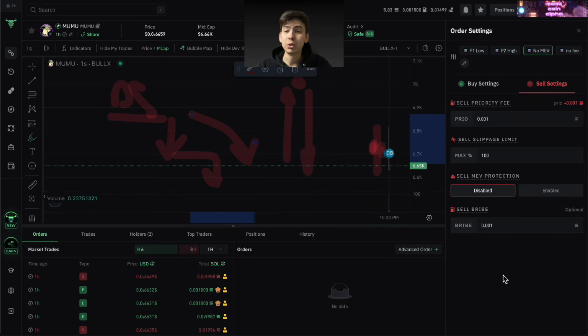So these are the fees that I would be using if I had a very low amount of Solana in my portfolio and I would be entering trade with like 0.5 Solana or lower.